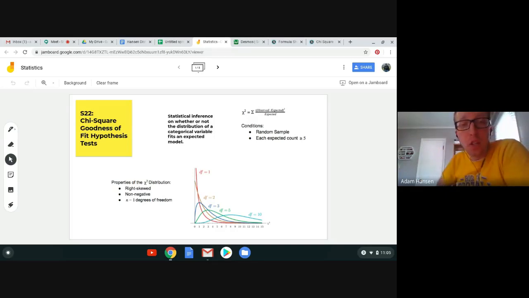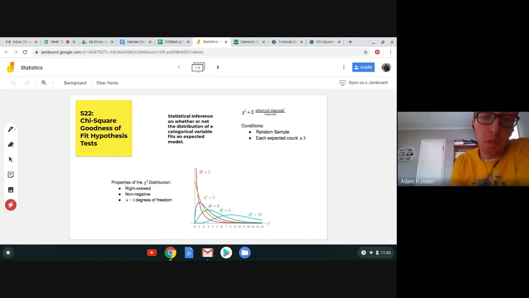We're looking at goodness of fit testing using a chi-square distribution. A goodness of fit test is statistical inference on whether or not the distribution of a categorical variable fits an expected model or an expected distribution. How good of a fit is our data to some theoretical model?